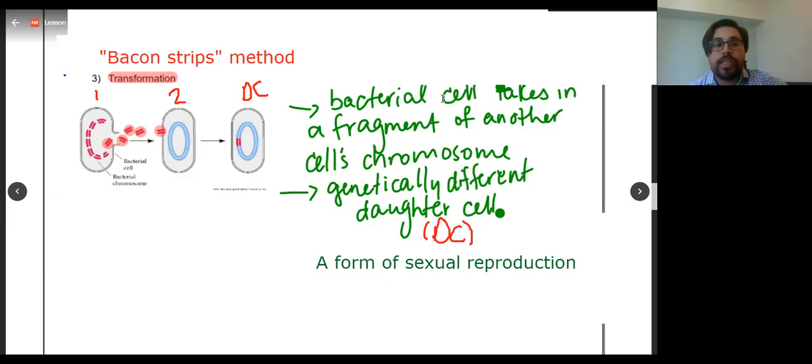So if I were to ask a question, for example, on conjugation versus binary fission, or conjugation versus transformation, aka bacon strips method, you would be able to tell me the general idea of whether it's sexual reproduction or asexual reproduction, and the general way with which those two things happen. That should be your main takeaway from all of that.